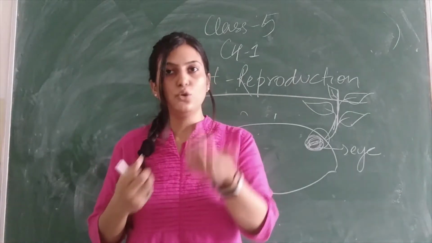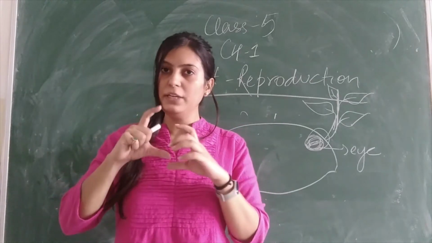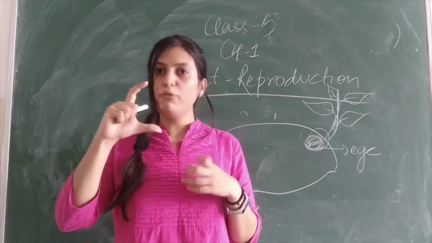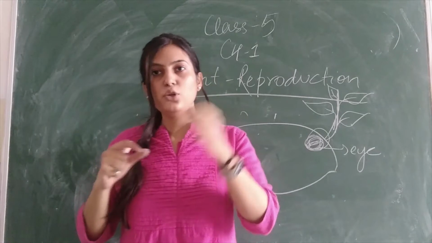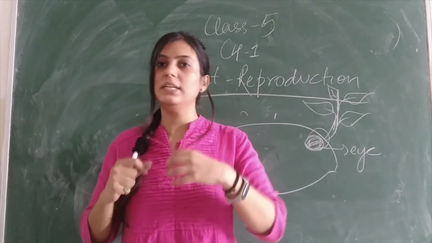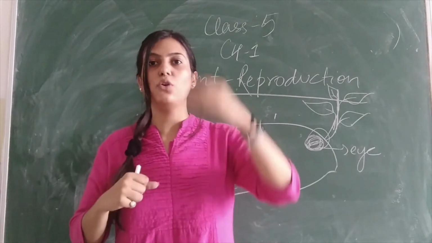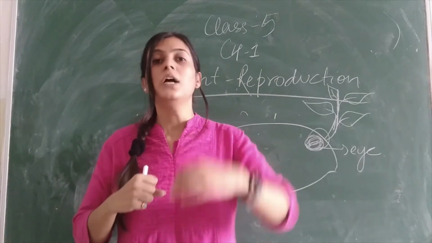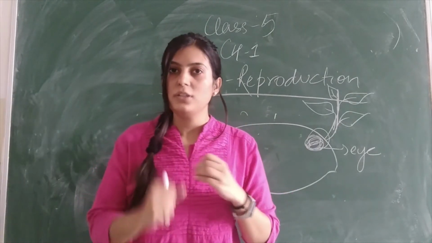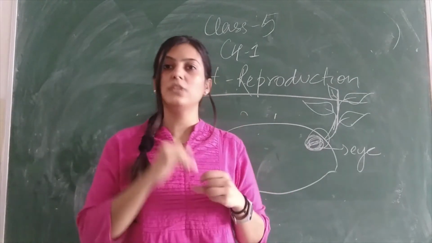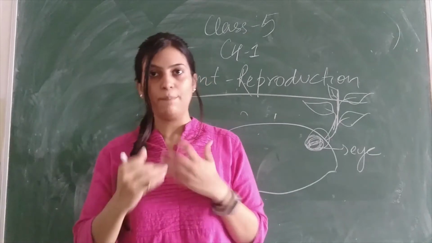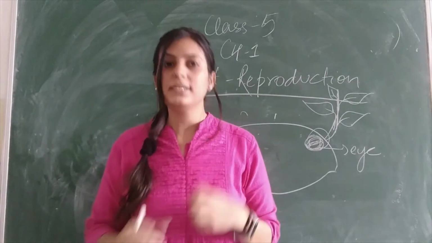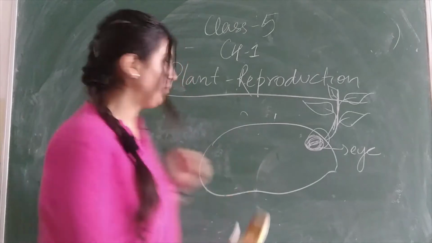For example, roses. If you cut a piece of stem of a rose plant and grow it in the soil, you will see that the plant will start growing again and the plant will reproduce. This is the process by which plants grow through stem. Okay. Next are roots.